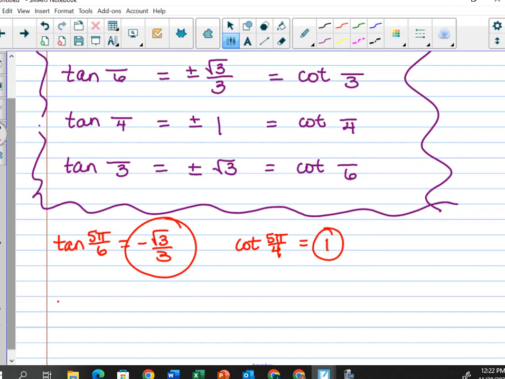How about cotangent of 11 pi over 6? Negative root 3. Figure out the quadrant, your sign, look at the answer. One more, how about tangent of 2 pi over 3? Negative root 3.